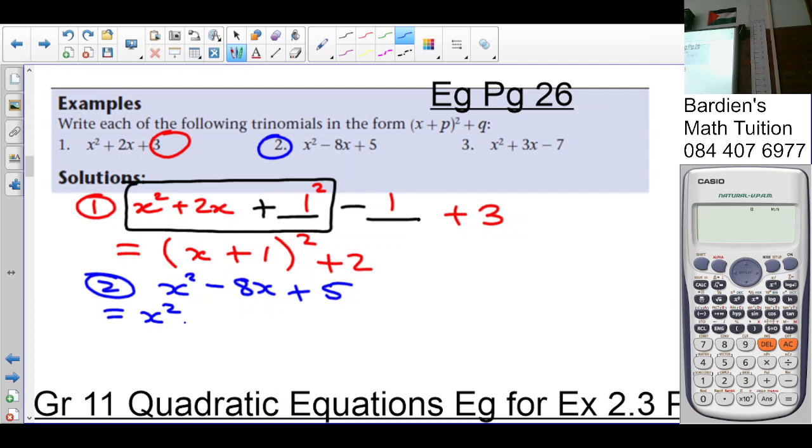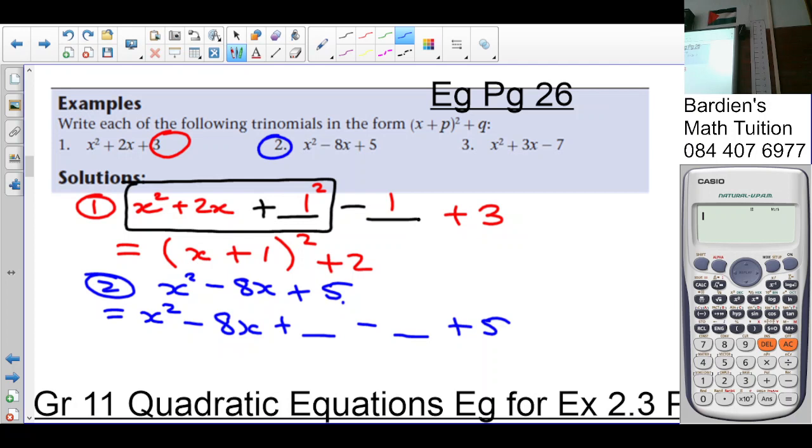x squared minus 8x plus a number. What number are we looking for? The number to complete the square with, minus the same number, plus 5, and that is that 5. You all understand?